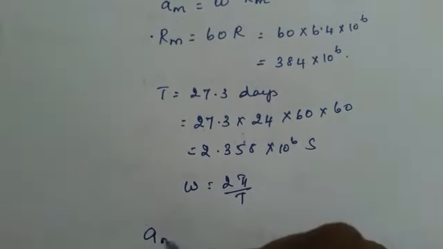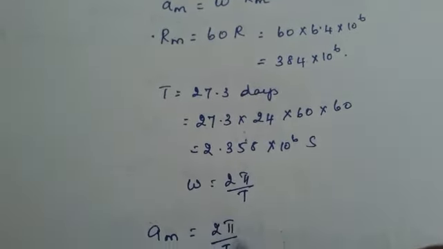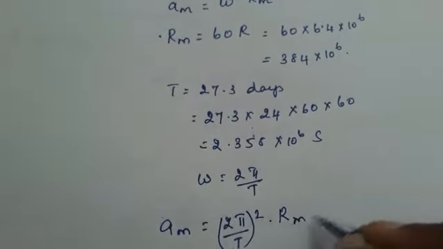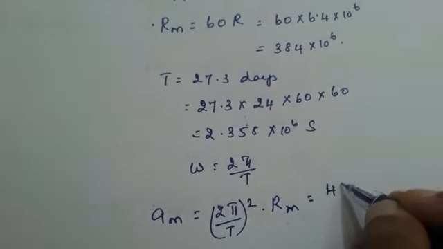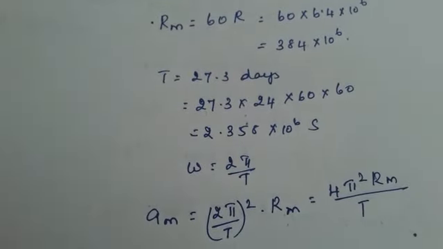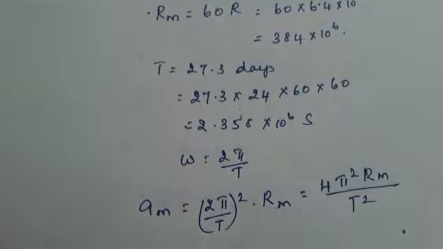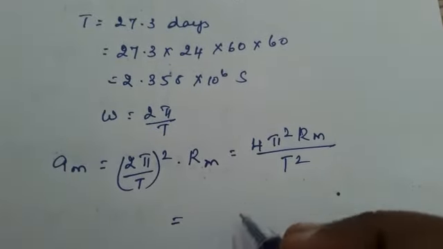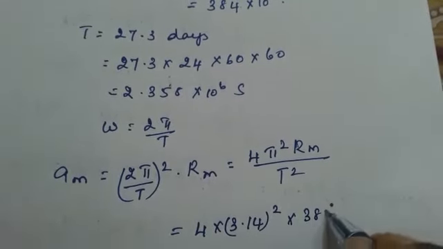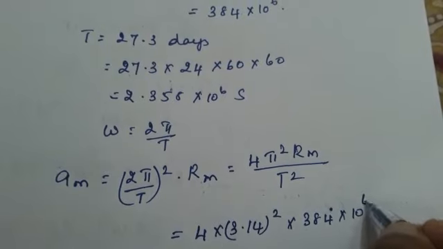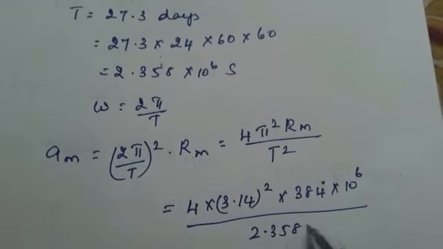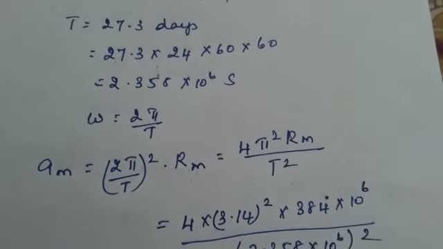So I can write the equation as am is equal to 2 pi by t the whole square into rm. Into what? Rm. So it is 2 pi the whole square. So it is 4 pi square rm by t square. So this can be written as 4 into 3.14 the whole square into 384 into 10 raised to 6 divided by 2.358 into 10 raised to 6 the whole square.